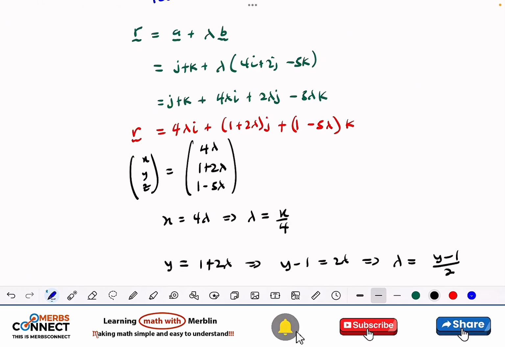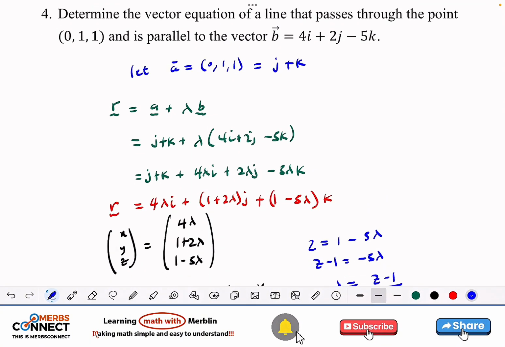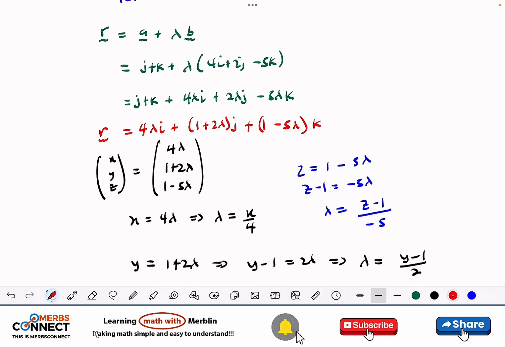And then lastly, z is equal to 1 minus 5 lambda. z minus 1 is equal to minus 5 lambda, and lambda is equal to (z minus 1) divided by minus 5. So now we can conclude, let me use the blue, that x divided by 4 is the same as (y minus 1) divided by 2, which is also the same as (z minus 1) divided by minus 5.